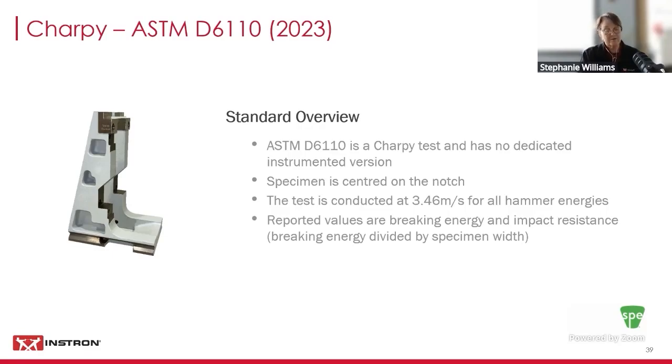ASTM defines a Charpy in D6110. The sample will be 127 millimeters long. It will be 12.7 millimeters deep. And then its thickness can vary anywhere from 3 millimeters to 12.7. The standard does state the preferred thickness should be 6.3 millimeters, and that's to prevent any twisting or crushing that can happen with the thinner 3.7 millimeter thick sample.